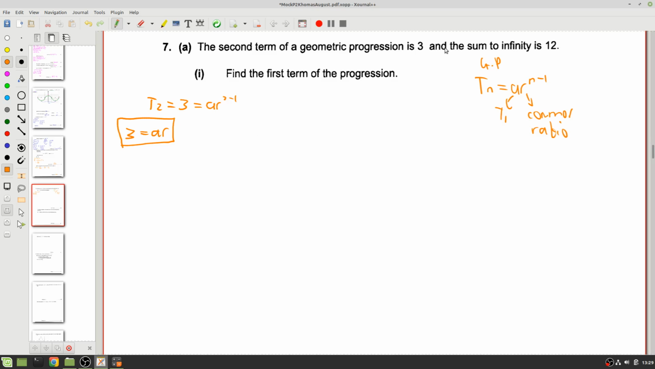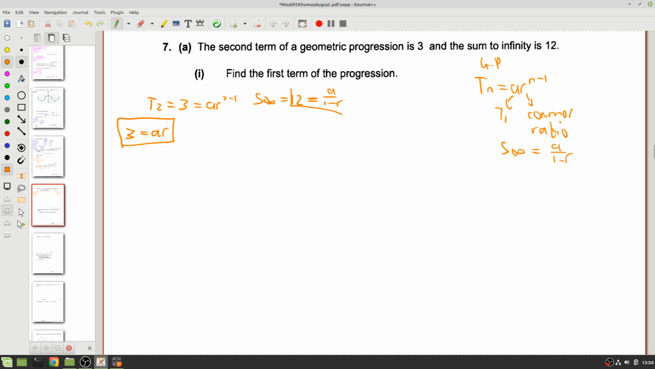Alright, now let's find another one. Let's say the sum to infinity is 12. Okay, so the sum to infinity of a GP is a over 1 minus r. So we can say that here. So sum to infinity equals 12, but we know that's the same as a over 1 minus r.